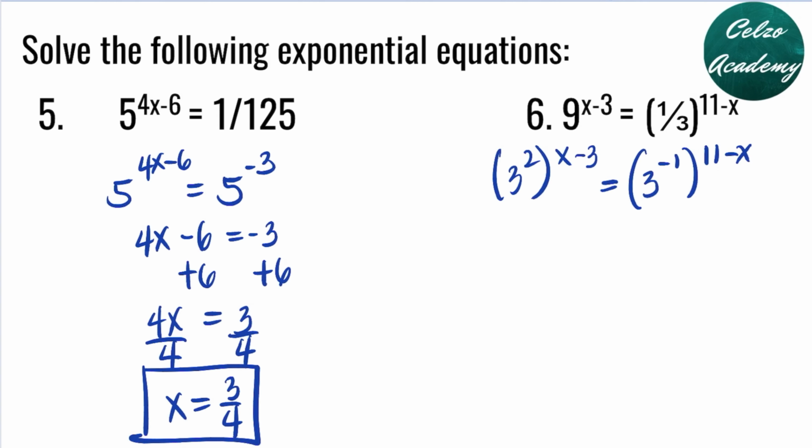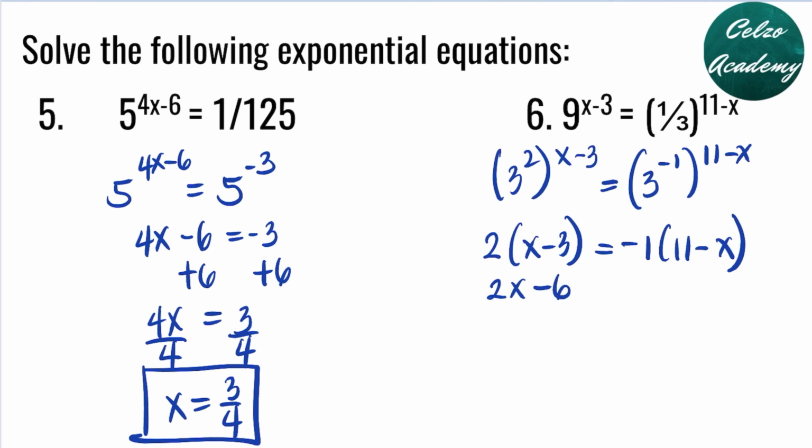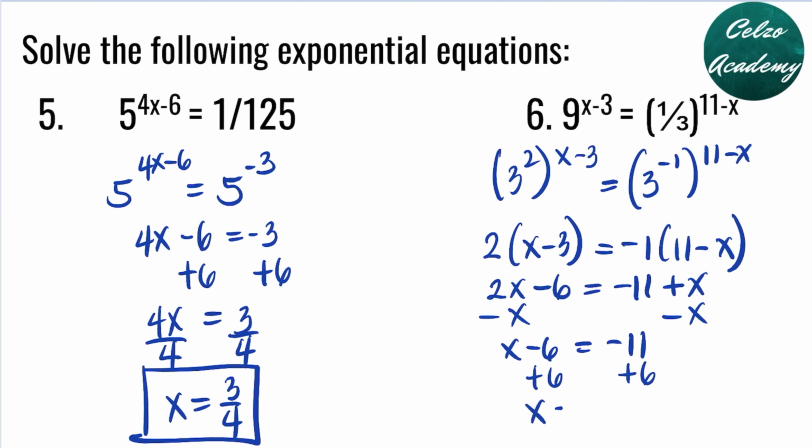So now we have the same base of 3, so we will write down the exponents: 2 times x minus 3, and the right side, negative 1 times 11 minus x. Doing distributive property, we will have 2x minus 6, and the right side is negative 11 plus x. Isolating the variable x on the left side, we subtract x from both sides. So we will have x minus 6 is equal to negative 11. Adding 6 to both sides, our x value is equal to negative 5. So the answer for number 6 is x is equal to negative 5.